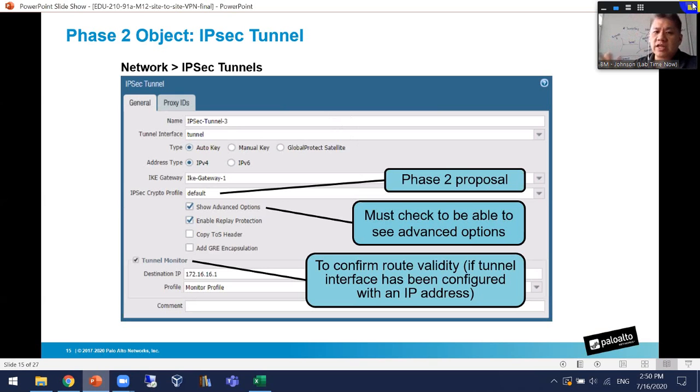If you want options, you can take a look at the options. They have TOS header copy. They have GRE encapsulation if you want to. They have replay protection if you want to. They have tunnel monitor as well.